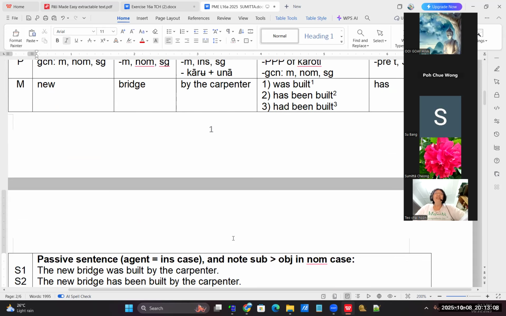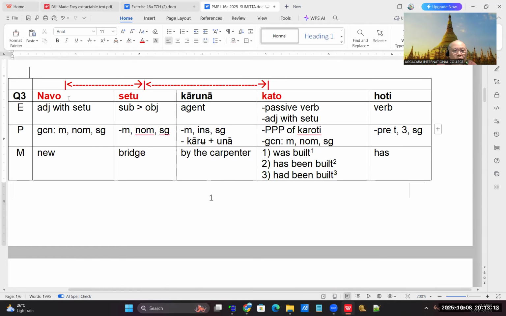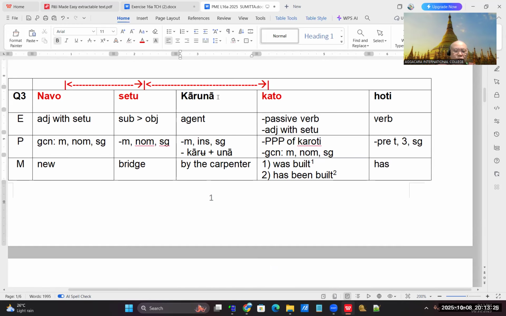Okay, next one. Nawa setu, new bridge, karuna, by the carpenter, instrumental case. Now you can see if we put budena, instrumental, you don't need a long A. But for this karuna, you need to have a long A. So that's the difference between these two instrumentals. You all need to be careful with these two: karuna or budena. By the carpenter.